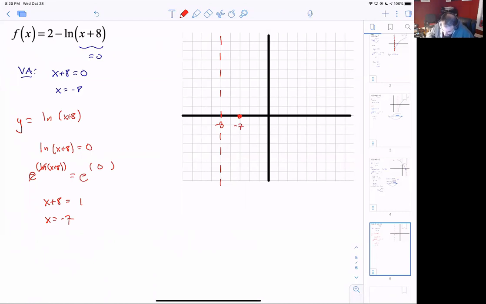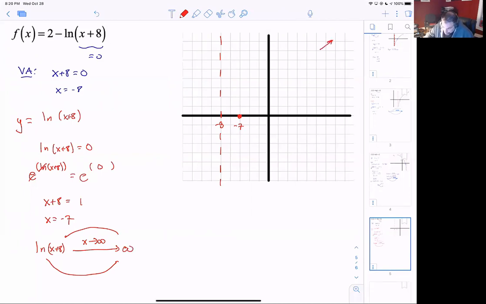If we now do the end behavior for this, the ln of x plus 8 as x goes to infinity, well, again, e raised to what power is going to give us something that's going to be infinite? That's going to be infinity. So we know we're going to end up in this direction. So this is not the final answer. This is just the ln of x plus 8, and it looks like this. Okay, so that's y equals ln of x plus 8.